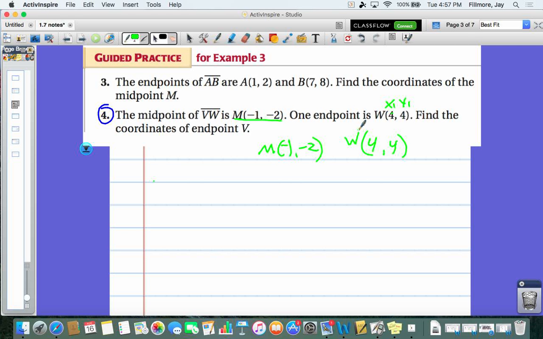My other endpoint, the V, is going to be somewhere over here. Y'all with me there? All right, so put the midpoint in the middle, put my second endpoint on the right, put my first endpoint, V on the left. I just don't know what it is yet, okay?